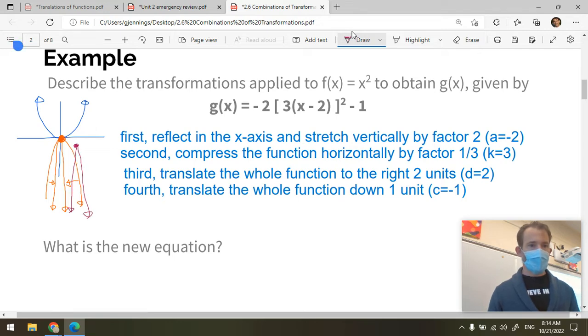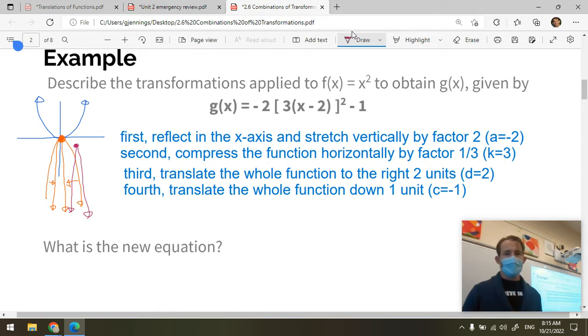I'm expecting something that has a really big negative a value, well, relatively big negative a value, and has a vertex at (2, -1). That's the kind of function that I would expect. And now let's calculate the new equation. Okay, let's figure it out.